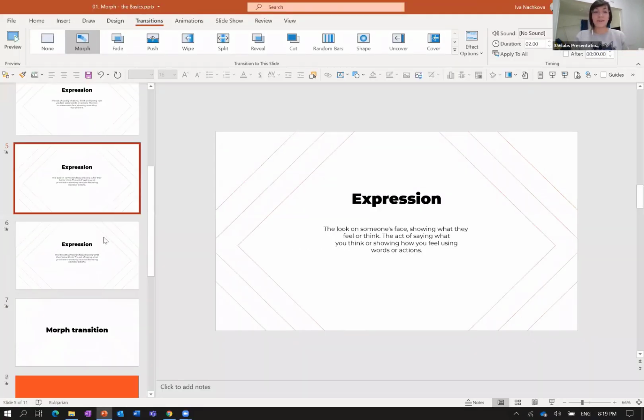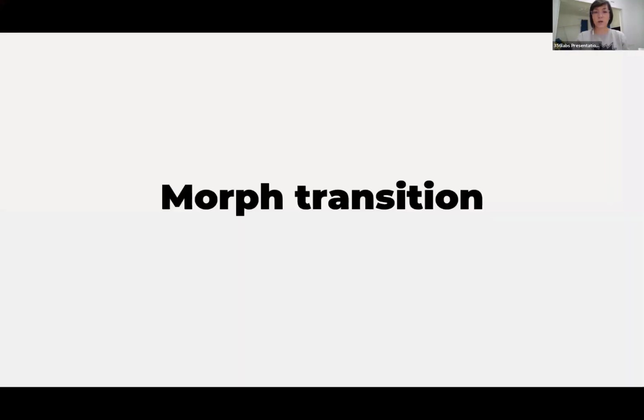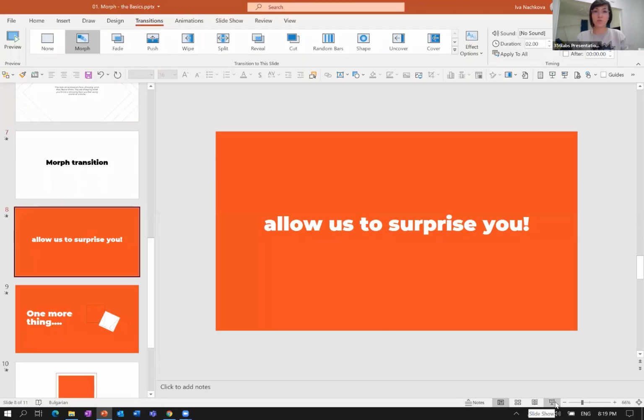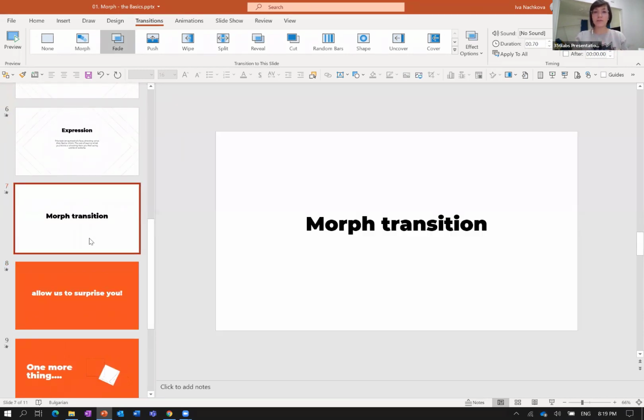So that's another thing. The third thing that Morph can do is this one. So we have just one simple word, Morph transition, and then see what happens. Allow us to surprise you. That's, by the way, a slide from a presentation that we did 4 years ago, exactly when Morph came out. So I love that sentence because it has kind of sentimental meaning for me. But that's another option of that effect.